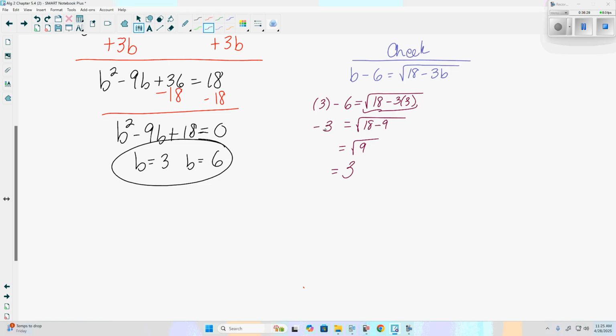3 minus 6 is negative 3. Negative 3 is not equal to 3. So b equals 3 is an extraneous solution. Even though it's positive, it still did not work. Let's do 6.